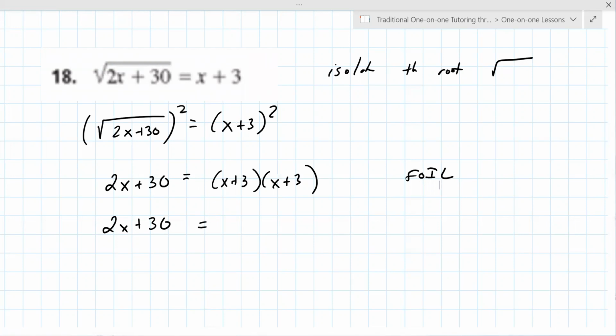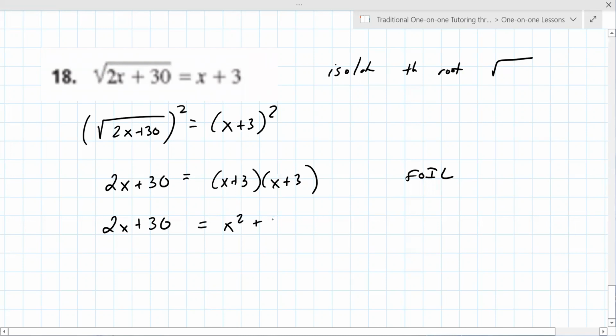So it's going to be x squared plus 3x plus 3x. So you can combine those. So that'd be 6x. And then plus 9.